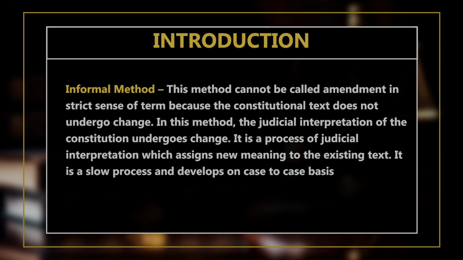First is the informal method. This method cannot be called amendment in the strict sense of the term because the constitutional text does not undergo any change. In this method, the judicial interpretation of the Constitution undergoes a change. It is a process of judicial interpretation which assigns new meaning to the existing text. It is a slow process and develops on a case-to-case basis.